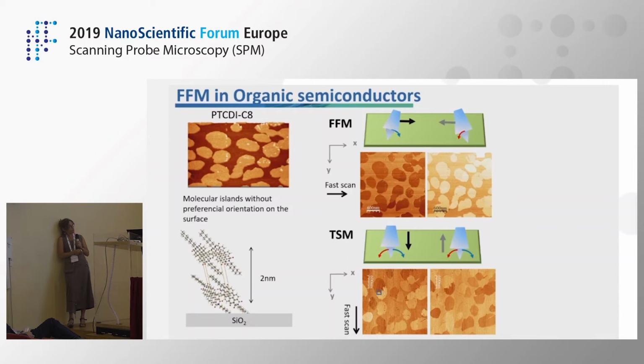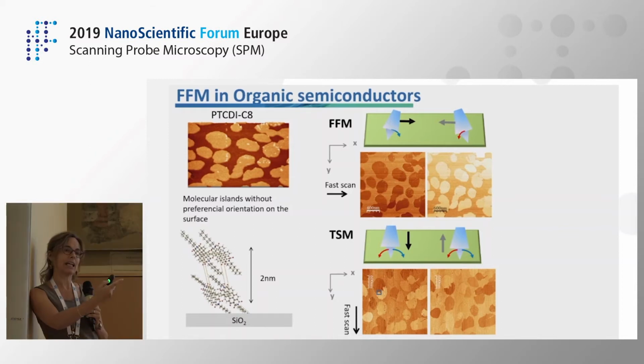So you can see that some of the islands have one contrast, while some of the islands have two. And the sharp boundary between these domains already is giving us an indication that what we are visualizing here is the different crystalline domains with a different azimuthal orientation on the surface.